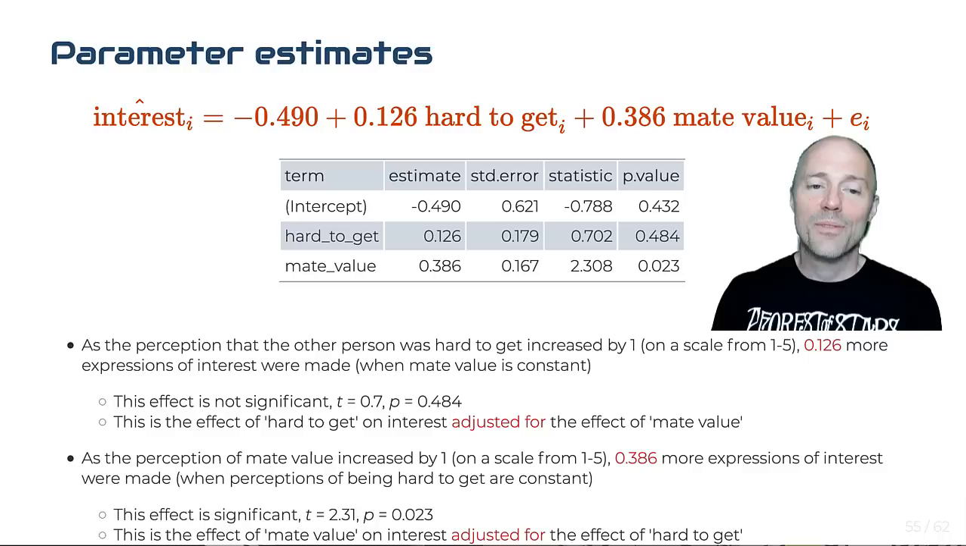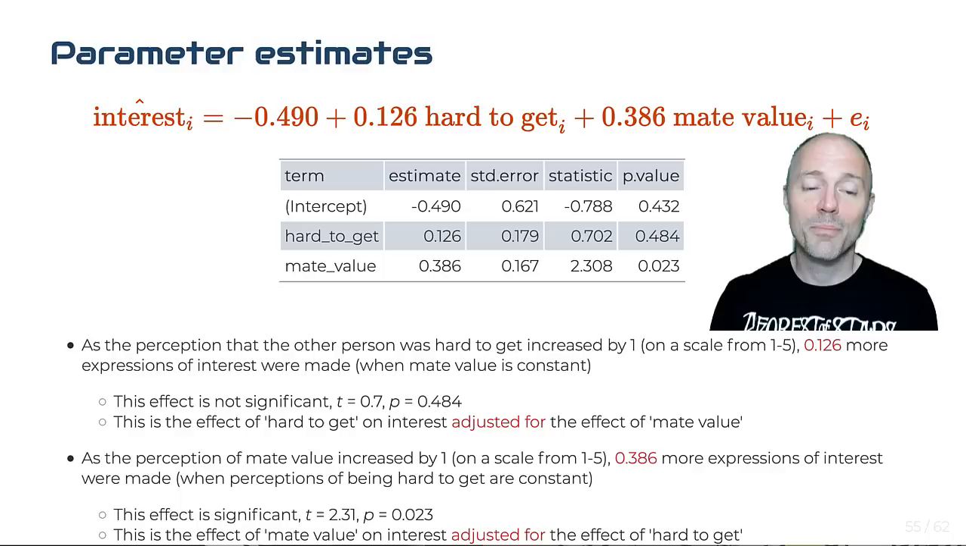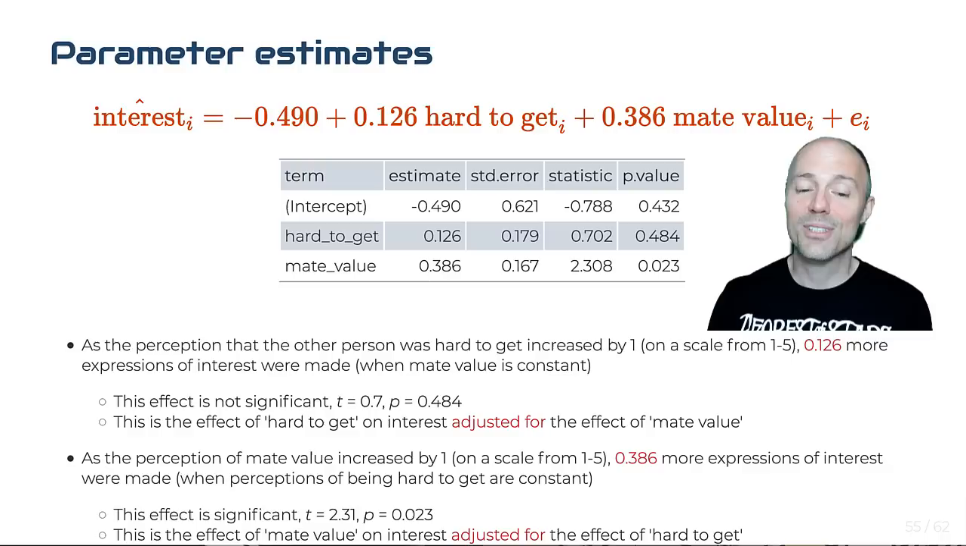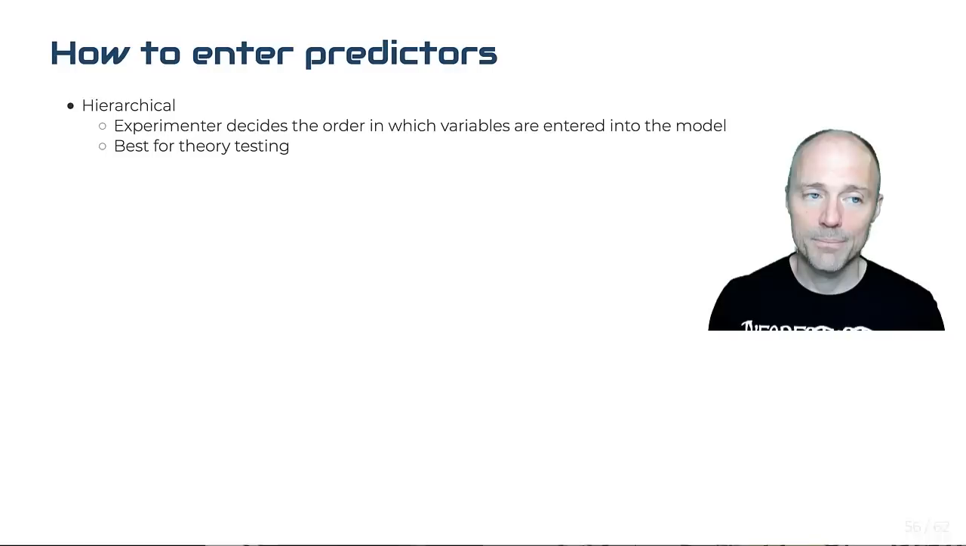And we can actually compare these betas, because both hard to get and mate value were measured on 5-point scales. But even so, it's still quite a small effect. What it's saying is, as you shift one on that 5-point scale, you get 0.386 more expressions of interest. So you'd have to shift along that scale about 3 points on the 5-point scale to get one more expression of interest. So again, even though it's significant, it's not a very dramatic effect.